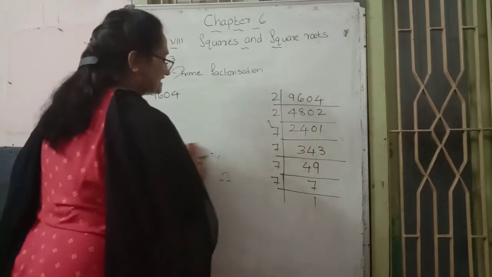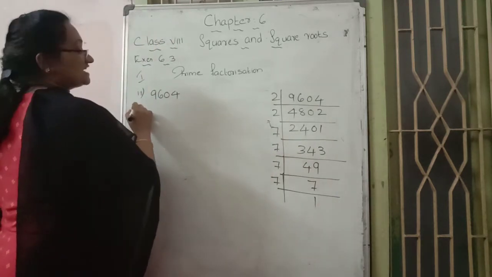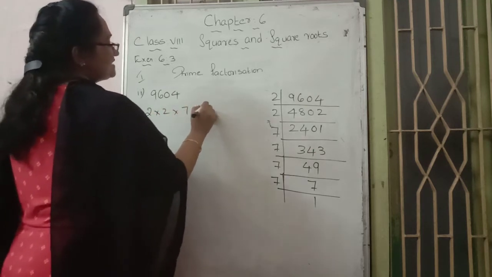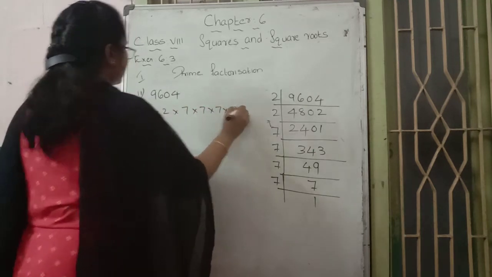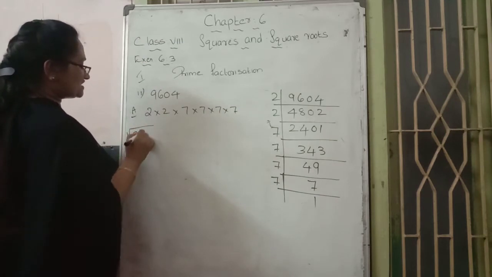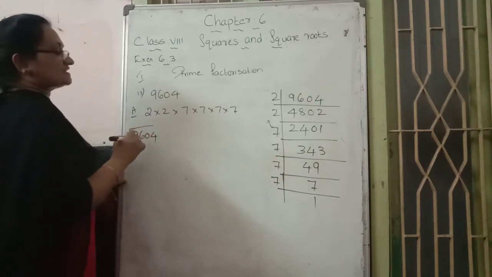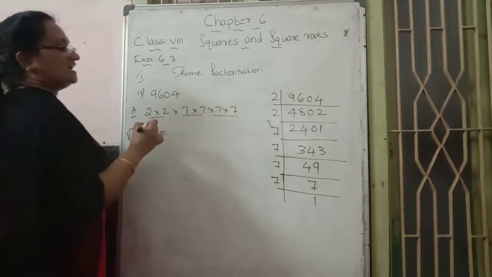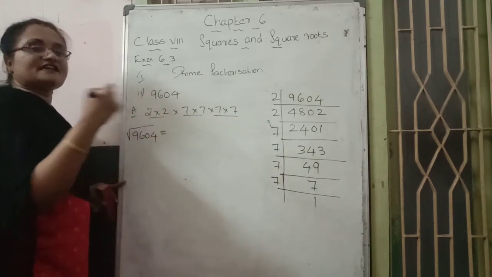I hope you can understand this one. So the factors are written in time: 2 times 2 and 4 times 7. Then we want to find out the square root of 9604. Square root, how to find? Pairing these factors, from each pair one number is taken out.